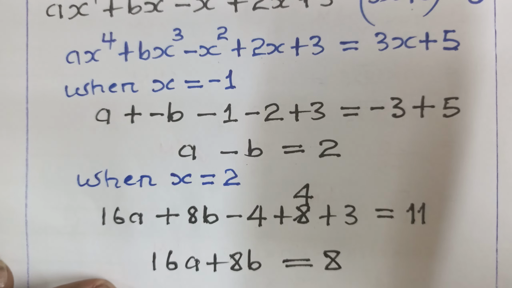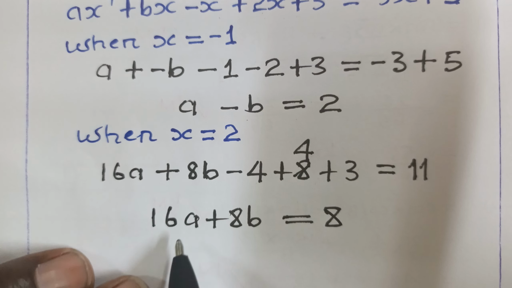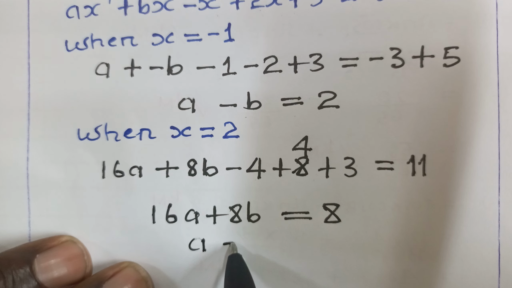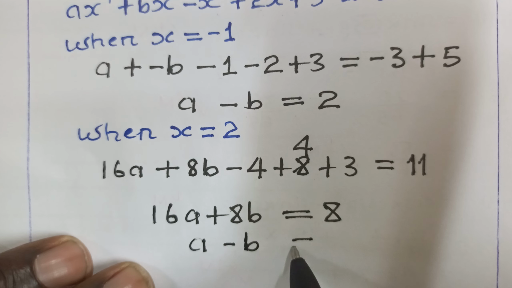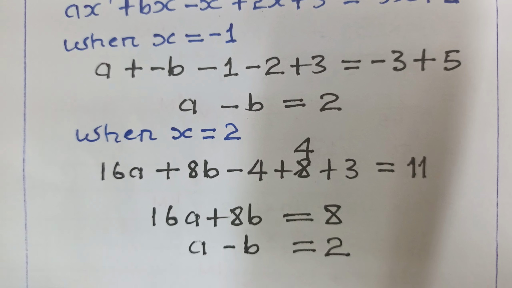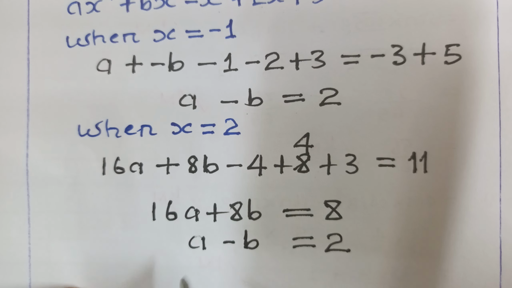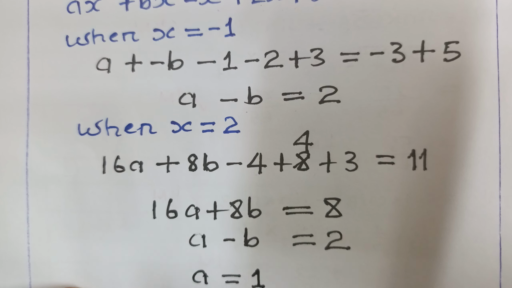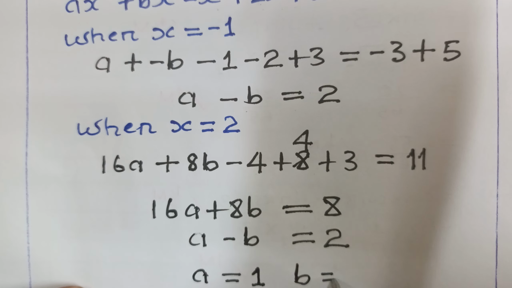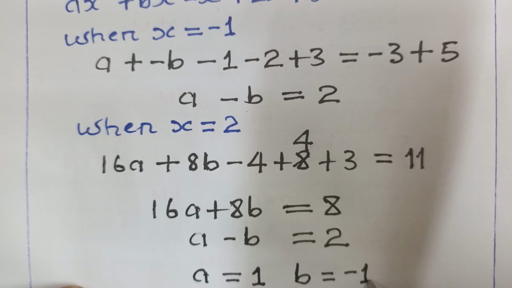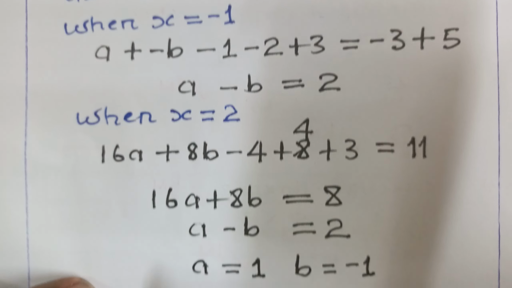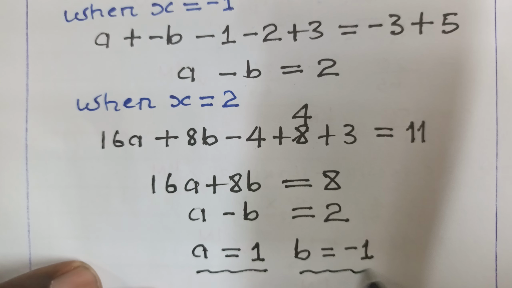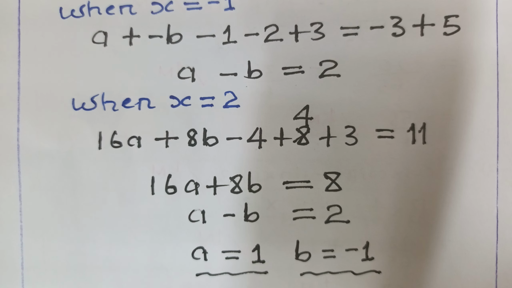We now have 2 simultaneous equations: 16a + 8b = 8 and a - b = 2. You can solve those simultaneous equations, and when you solve, you get a = 1 and b = -1. So these are our solutions: a = 1 and b = -1.